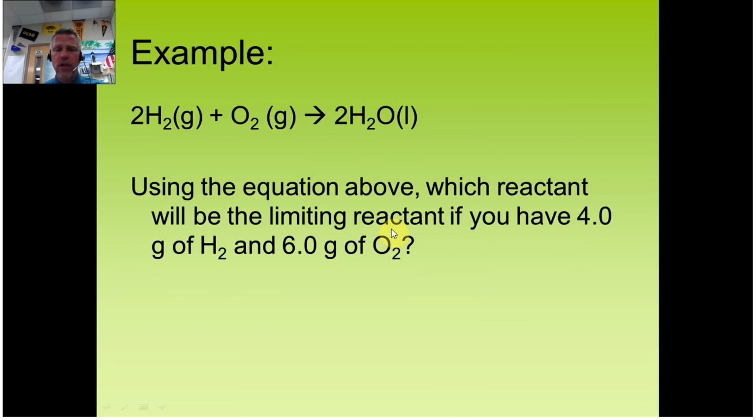So let's look at an example. We have hydrogen gas and oxygen gas reacting to form water. It's one of our favorite examples. So using this equation, which reactant will be limiting? In other words, which one do you run out of first if you start out with 4 grams of hydrogen and 6 grams of oxygen? This is the basic structure of these limiting reagent type questions. You'll be given the amounts of starting reactants and asked which one runs out first.